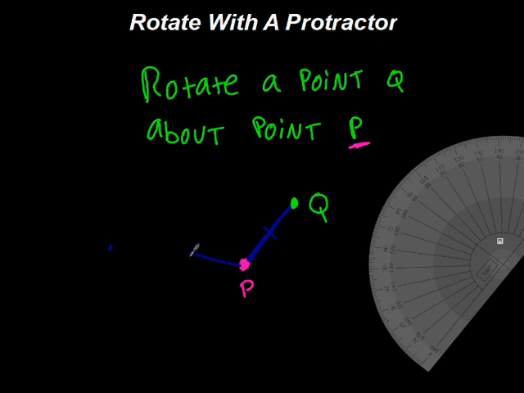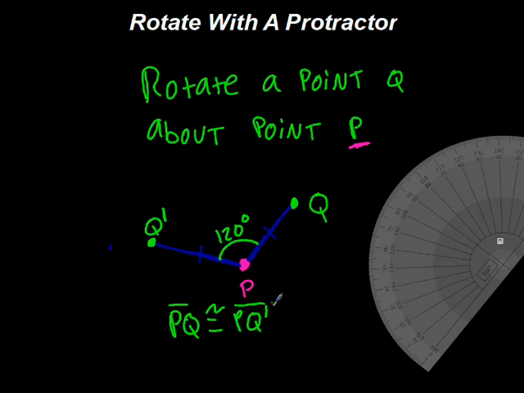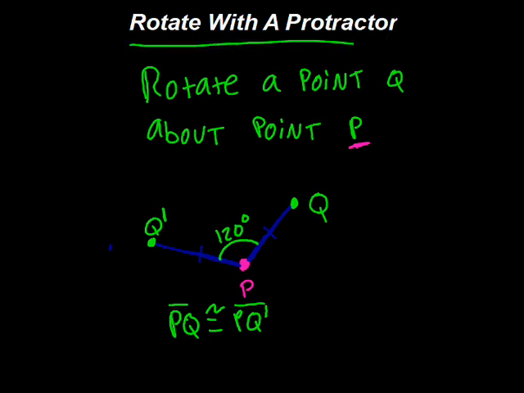But like I said before, I need to make sure that I have the same distance here. My new point Q will end up being here, but it's not point Q, it's point Q prime. This now is 120 degrees. We need to make sure that PQ is congruent to PQ prime, otherwise it won't work. And that's how to rotate it with a protractor. All right, let's keep on moving on.